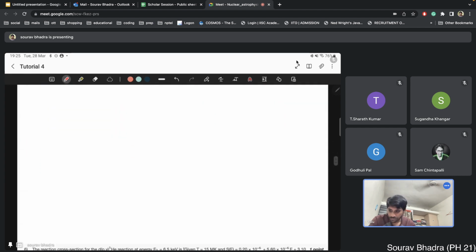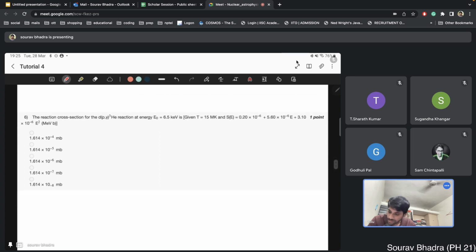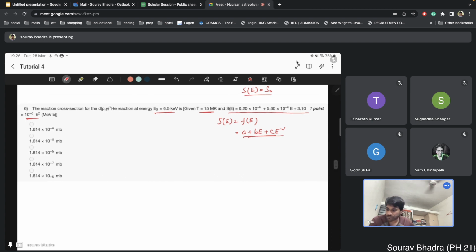Now coming to this part, the reaction cross section, the same deuterium proton reaction. All the questions have been asked from the same type of reaction. Here E0 is given, the gamma peak is given, and S(E). In the previous problem S(E) was just a constant, but here S(E) has been given in terms of E, a function of E, of the type A plus BE plus CE squared. It is already given. So now we can do the full integration, because we don't have to take anything outside of the integral. We have to calculate the cross section, that means sigma.